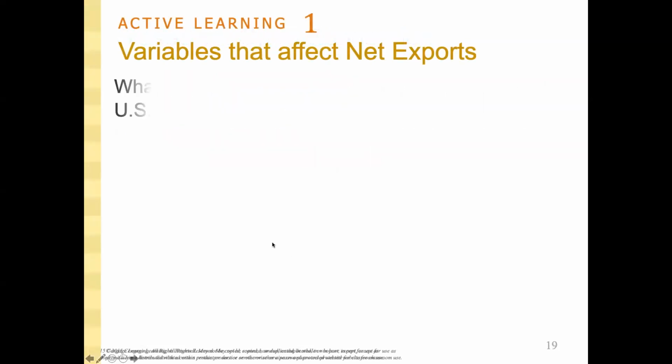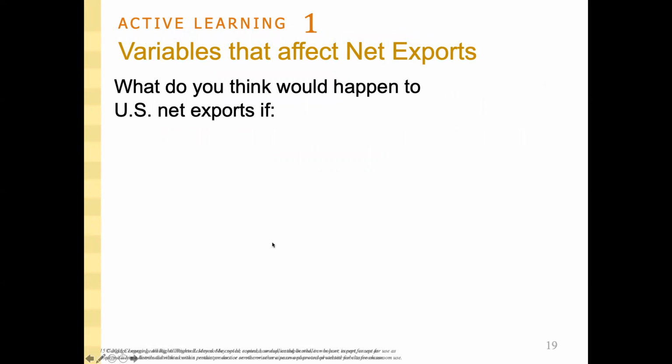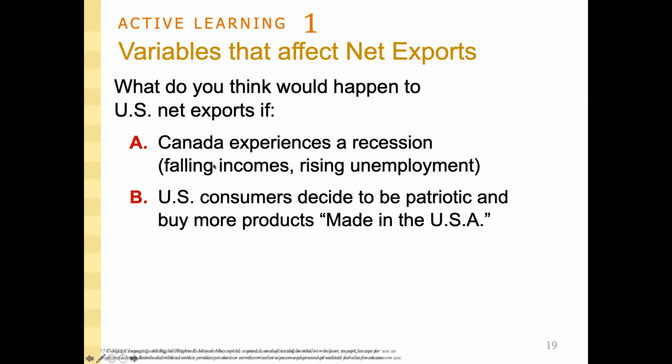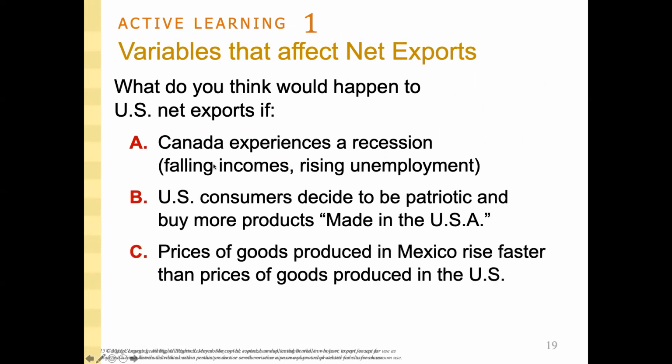So what variables affect the net exports and imports of a country? What do you think would happen if the following was to occur? What would happen to the US net exports if Canada experienced a recession? We're an open economy. That means there's falling incomes and rising unemployment. The US decides to be patriotic and buy more US products. The price of goods produced in Mexico rises faster than the price of goods produced in the US. All three are scenarios that can easily occur, and these are with some of our major trading partners.